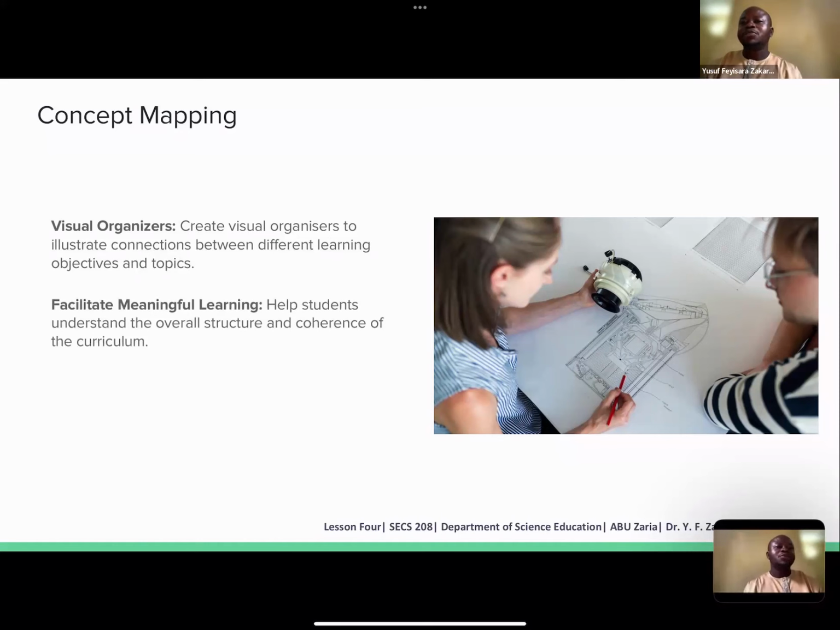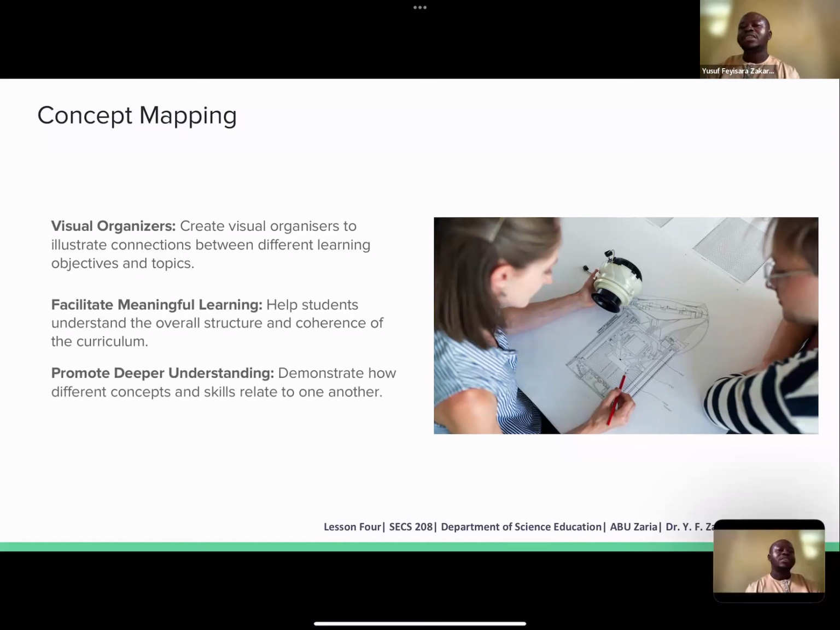You can facilitate meaningful learning through this, because it will help your students understand the overall structure and coherence of the curriculum. It also promotes a deeper understanding of the concept, because now they can see how things connect to each other and match, and they can use that to develop what we call conceptual understanding. You must not design your topics in a disjointed way. There should be connection between them, and concept mapping will help you. In fact, some textbooks bring about concept mapping and even advise teachers on where to start, how to teach, and how to connect things together. Some textbooks are doing this now.